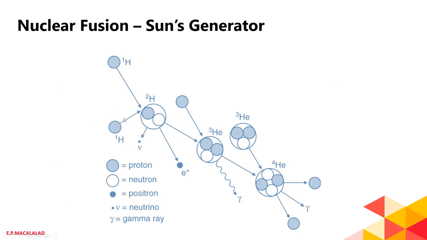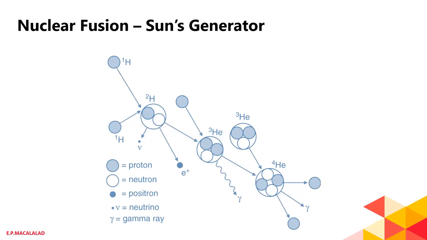It starts with a pair of protons, then this proton produces a deuterium nucleus, a neutrino, and a positron. This deuterium fuses with another proton and produces a helium isotope with atomic mass three, and then it fuses with the same helium and produces a stable helium atom. So this is your nuclear fusion.